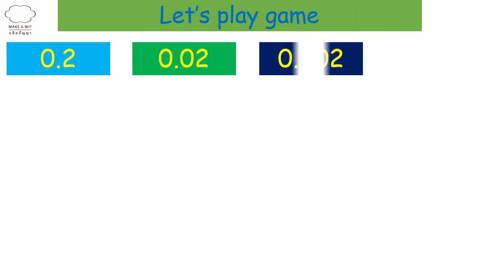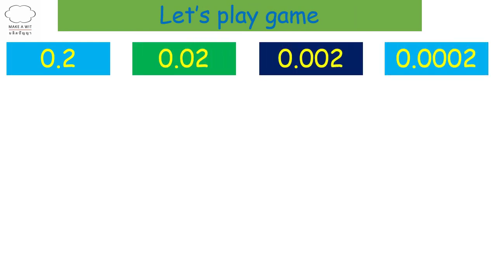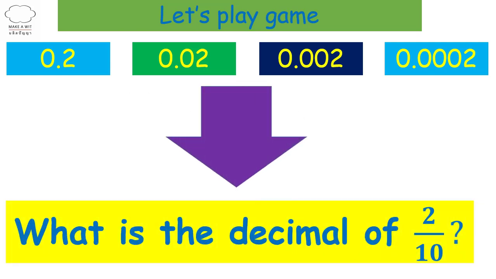If it's okay, let's play the game. Everybody, I have 4 choices. The first choice is 0.2. The second choice is 0.02. The third choice is 0.002. And the last one is 0.0002. They are different. So the question is, what is the decimal of 2 over 10?